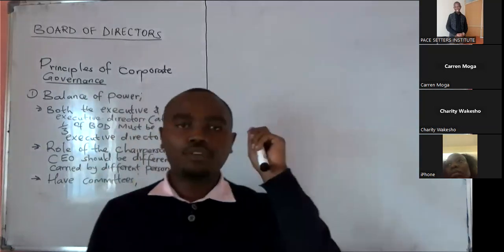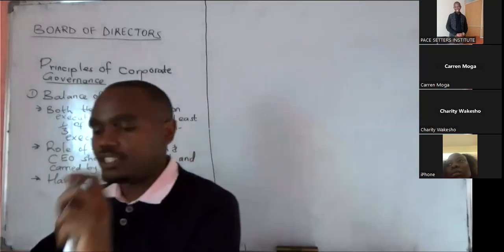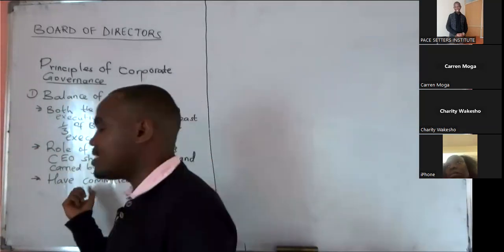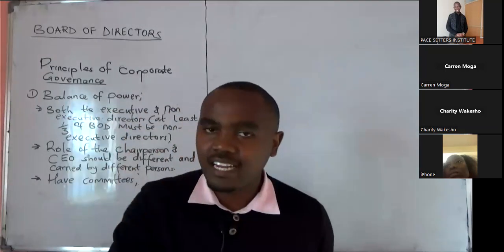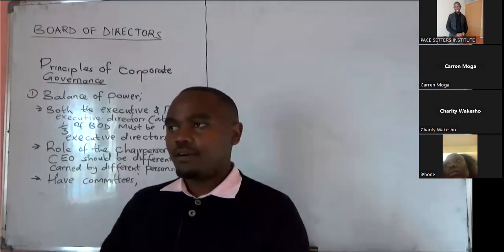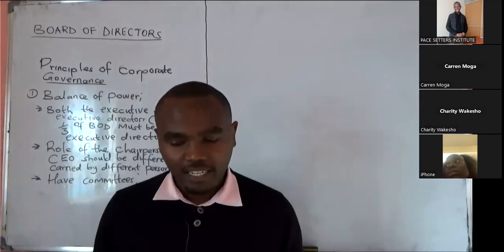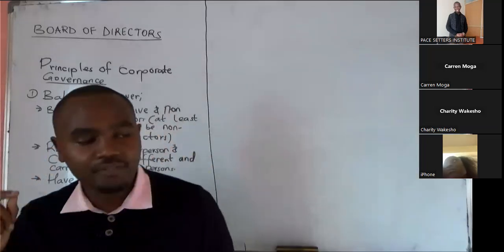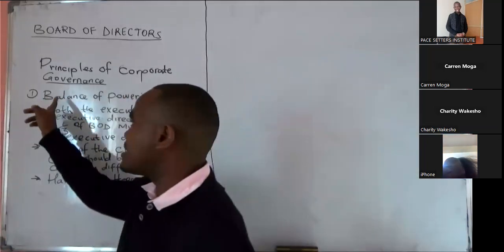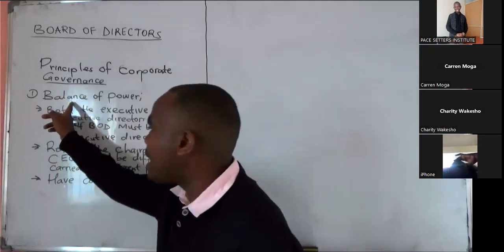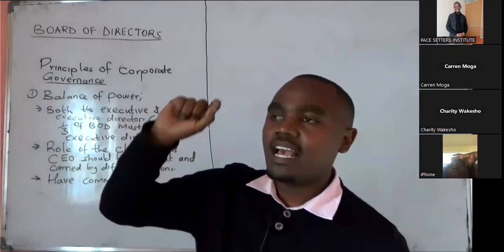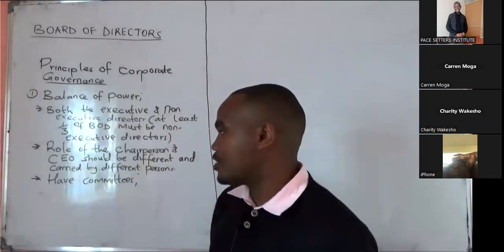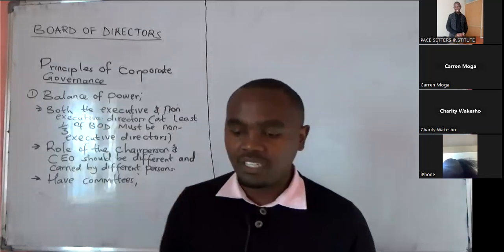When you talk of the board of directors, this entity that is managing the affairs of an organization, it must have some committees. So as you read the narrative in that question one, that the board operated wholly, they did not have any committees, then you'll see that there's a lack of balance of power, because the balance of power ensures that there is accountability and transparency in the organization. We will have the four main committees.